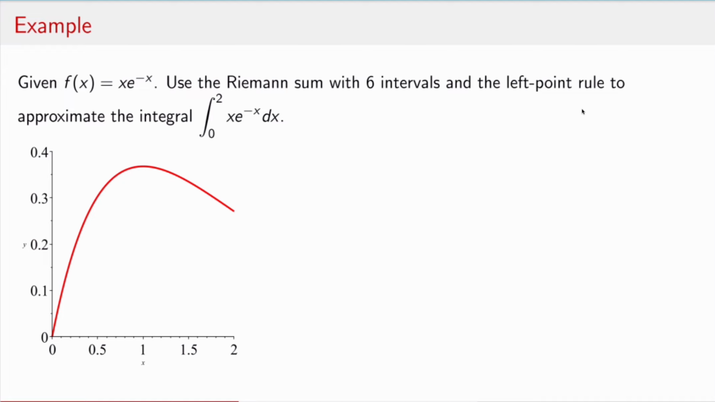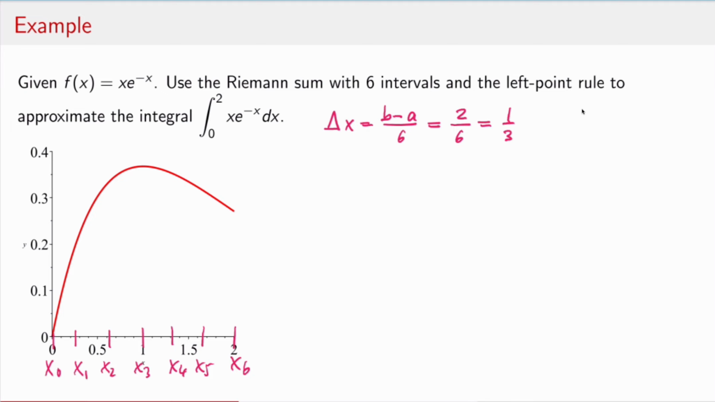So we need 6 subintervals, so let's try to plot this out here. So here, and maybe here, and here, and here, and here, and here, and here. So then x0 is 0, and then this is x1, x2, x3, x4, x5, and x6 is equal to 2, and I have 6 subintervals. Then the interval length, delta x, was defined to be b minus a divided by 6, which is 2 divided by 6, which is 1/3. So the distance of all these subintervals is 1/3.